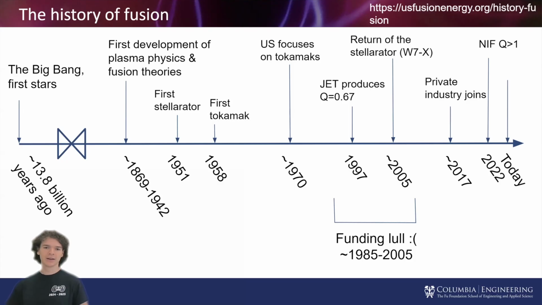And then we had a funding wall that existed between the late 80s and early 2000s. But in that time, JET produced the Q is 0.61 shot, which again, apologies, we haven't talked about Q yet. We will in a second. But it produced the highest fusion output shot that we've done so far. And then the stellarator came back with the building of W7X. And then there was kind of coasting for a few years.